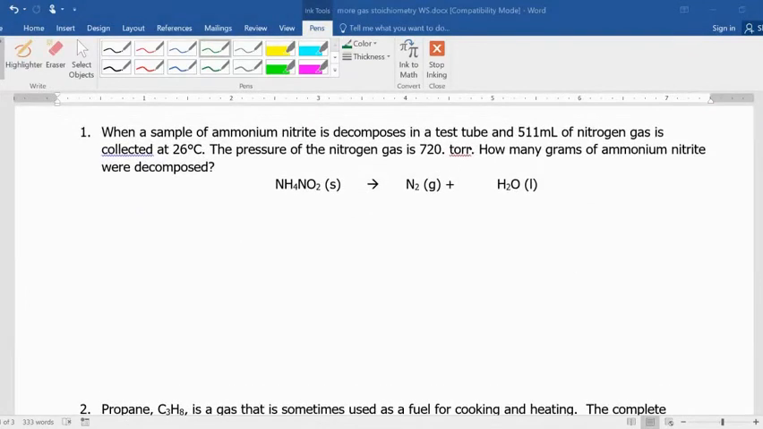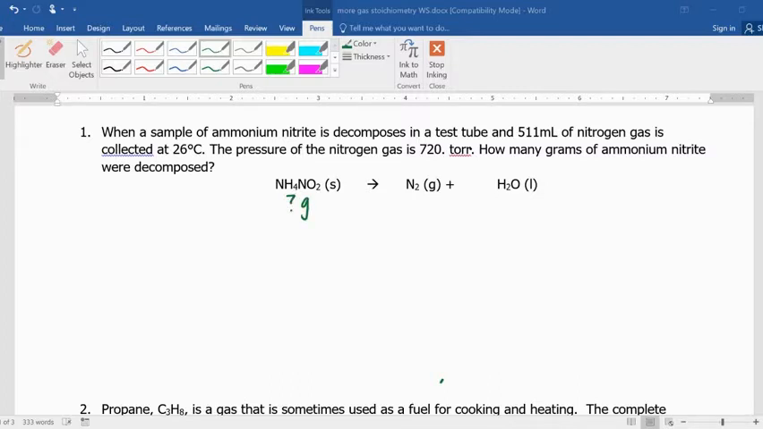Okay, so our first one, we have ammonium nitrite, and it decomposes in a test tube, and it says that 511 milliliters of nitrogen gas is collected at 26 degrees Celsius. It says our pressure of nitrogen gas is 720 torr, and we want to know how many grams of ammonium nitrite were decomposed.